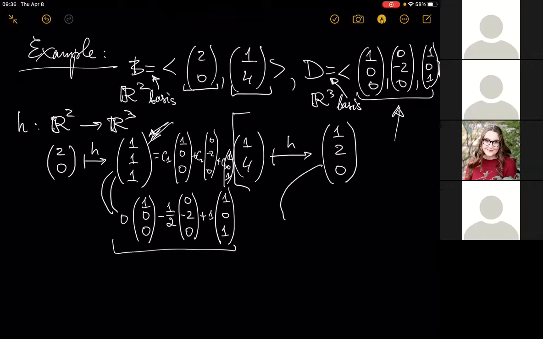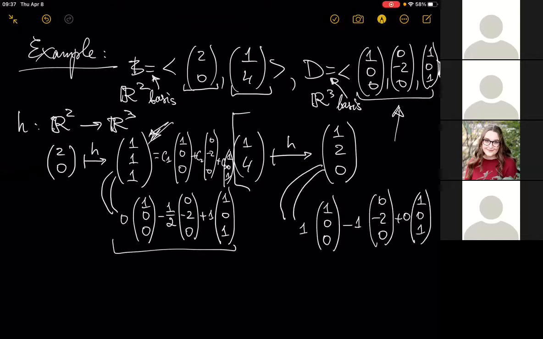And here correspondingly, this vector can also be represented with respect to the corresponding basis. So it will be 1, 1, 1, 0, 0, 1, plus 0, negative 2, 0, plus 0, 1, 0, 1. Okay.